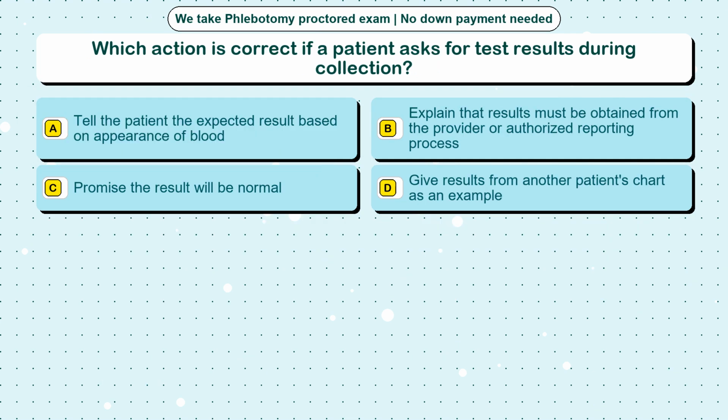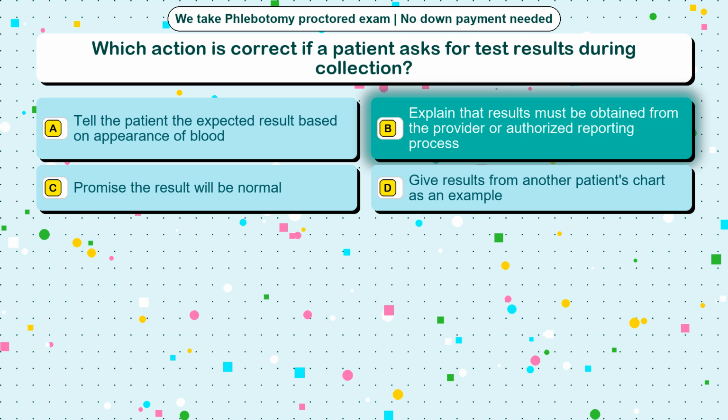Question 96. Which action is correct if a patient asks for test results during collection? Option A. Tell the patient the expected result based on appearance of blood. Option B. Explain that results must be obtained from the provider or authorized reporting process. Option C. Promise the result will be normal. Option D. Give results from another patient's chart as an example. The correct answer is option B.